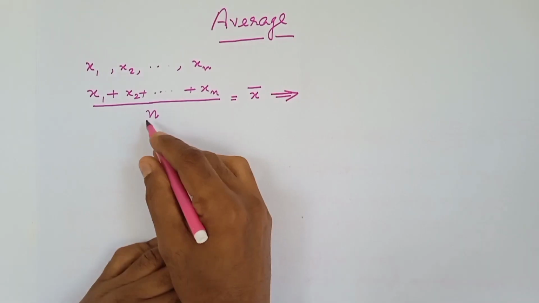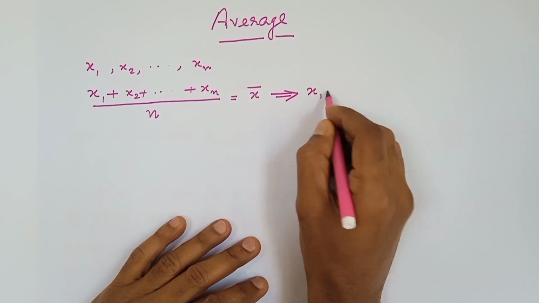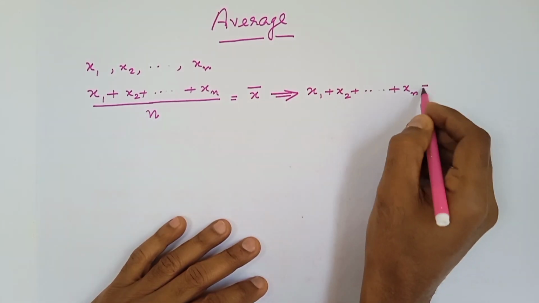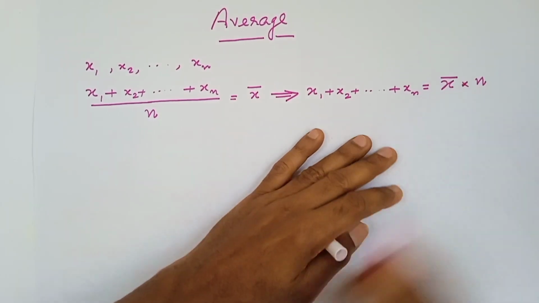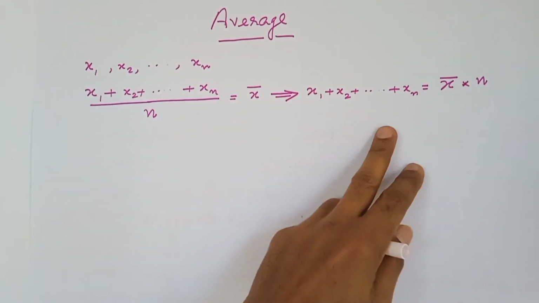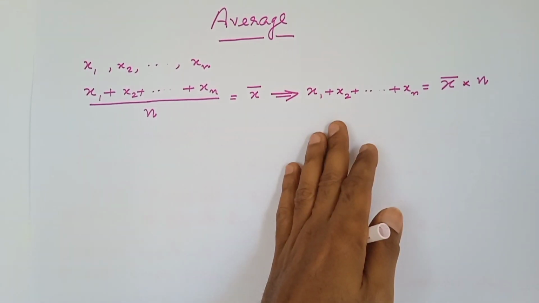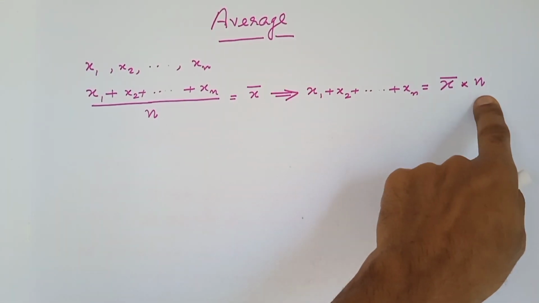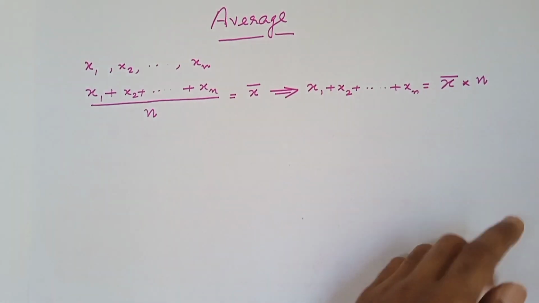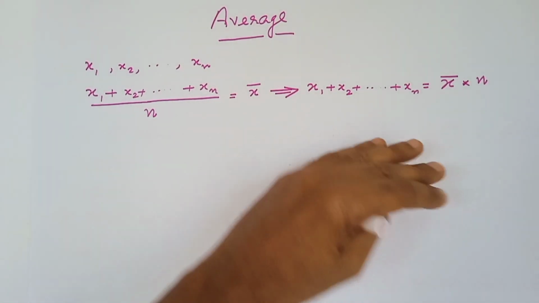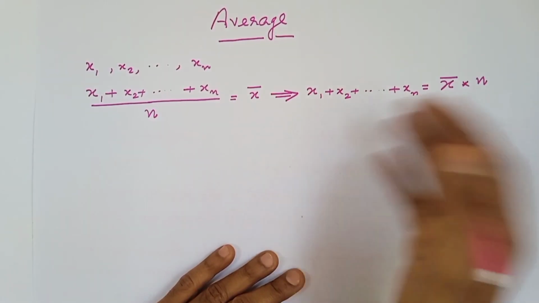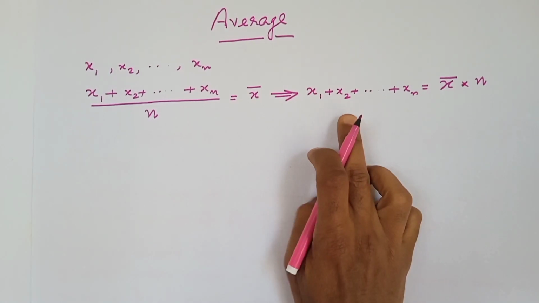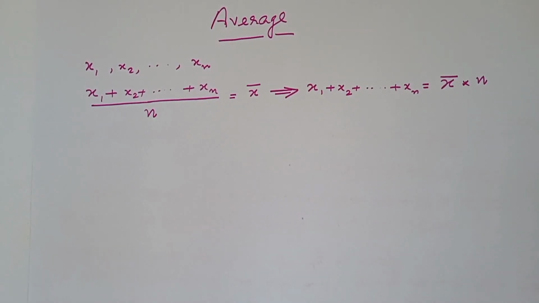From this, by cross multiplying, what do you get? x1 plus x2 ... plus xn equals average into n, which means what? To get the sum of the n observations in a data, all you have to do is to multiply the number of observations with its average. Rather, the number into average will give you the sum of the quantities of a data. This simple idea is used in solving a lot of problems in average. We will work out a few problems that will make use of this simple concept.